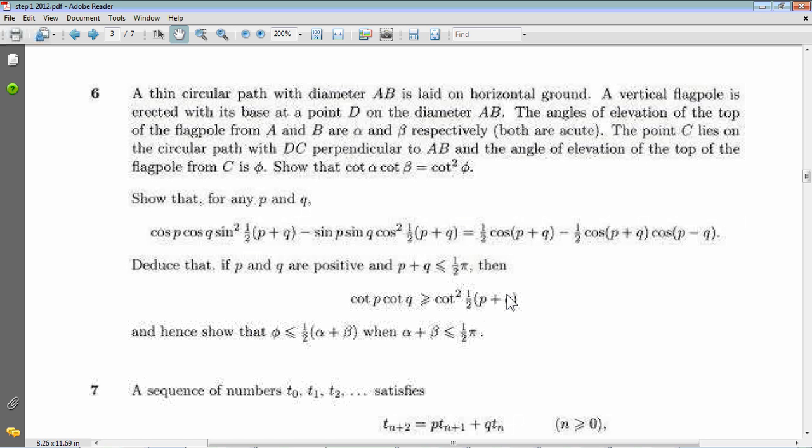Then it says, deduce that if p and q are positive and p plus q is less than or equal to pi over 2, then cot p cot q is greater than or equal to cot squared of half (p plus q), and hence show that phi is less than or equal to 1/2 (alpha plus beta) when alpha plus beta is less than or equal to pi over 2. Okay, so that's the full question, but we'll now start to look at the first part.